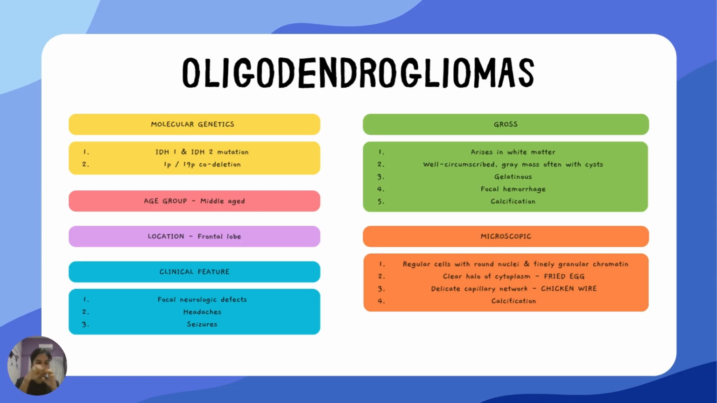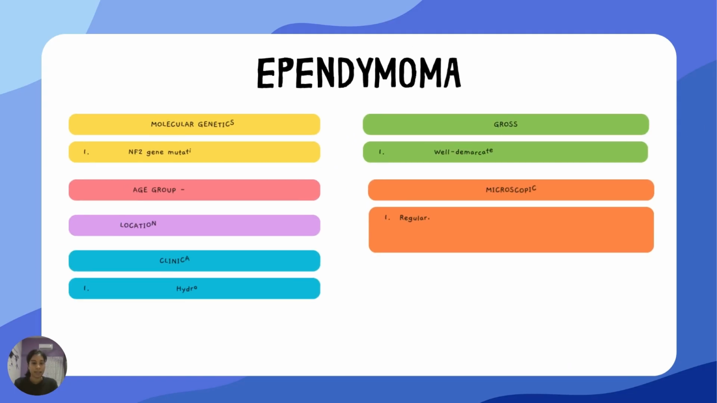This oligodendroglioma's microscopic feature also has a delicate capillary network around it, which symbolizes chicken wire. So these three things, fried egg, chicken wire, and also calcification, are a triad for oligodendroglioma. Okay.